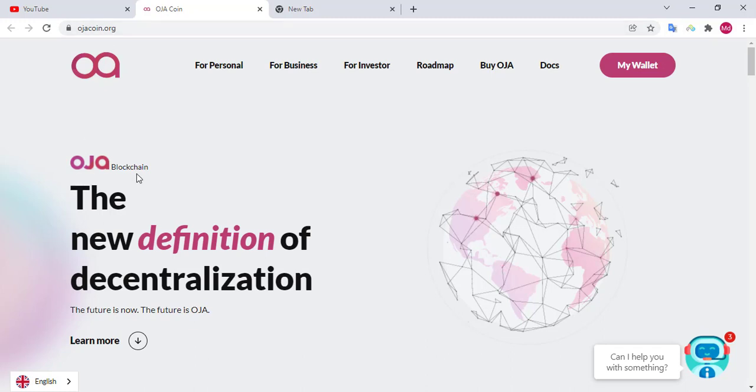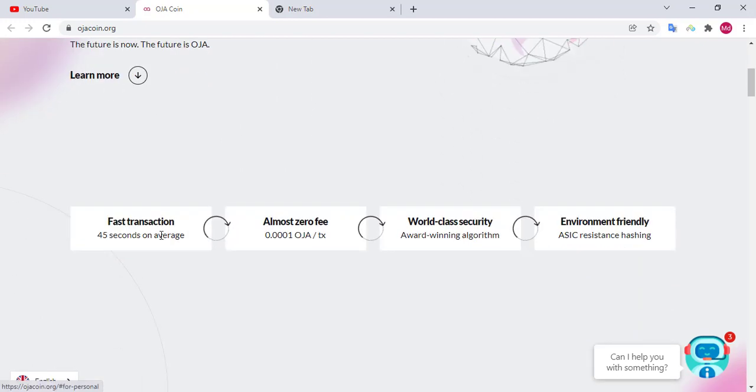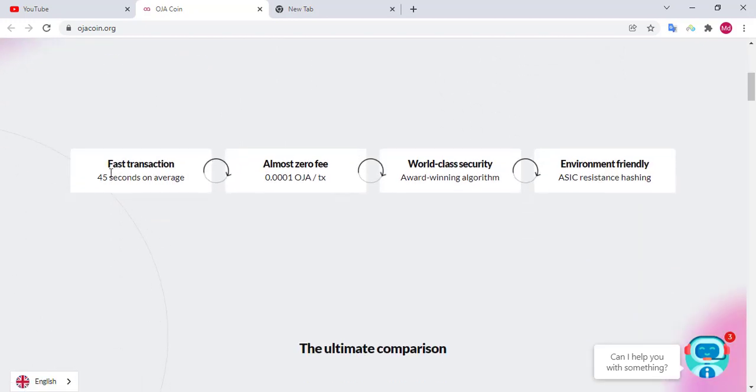OJA Blockchain. The new definition of decentralization. The future is now. The future is OJA. Learn more. Fast transaction, 45 seconds on average. Almost 0 fee, 0.00001 OJA/TX. World class security, award winning algorithm. Environment friendly. ASIC resistance hashing.